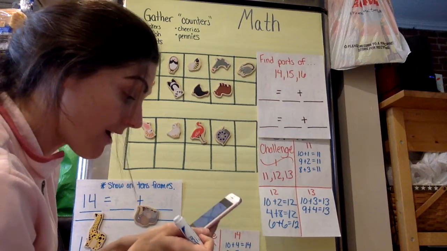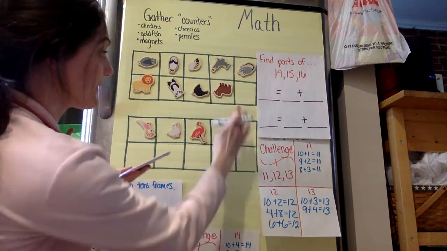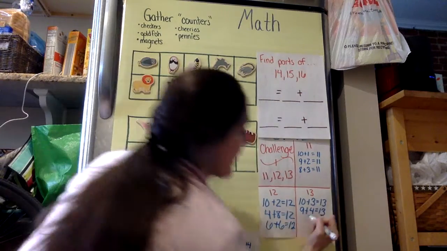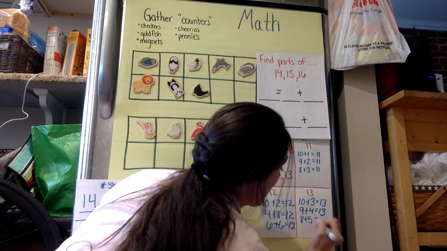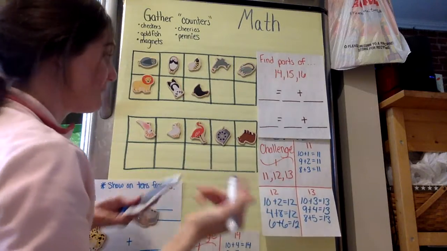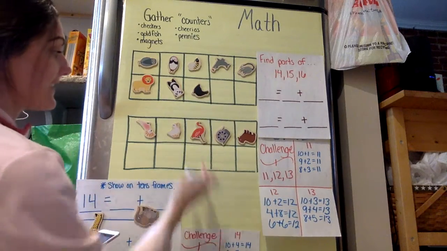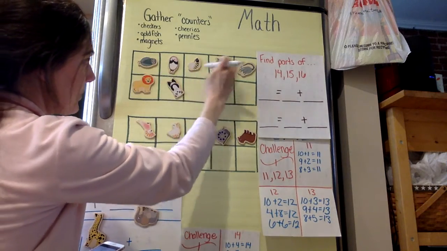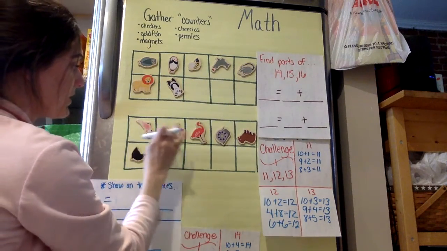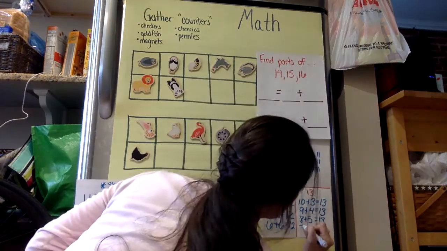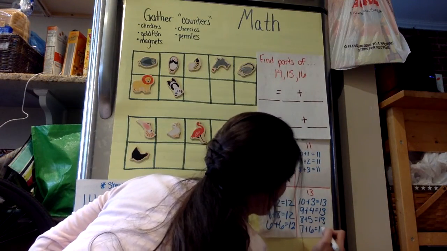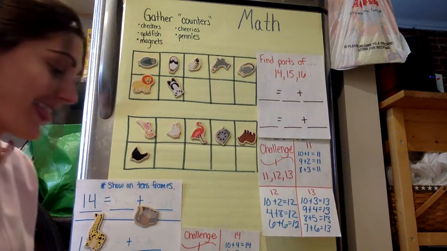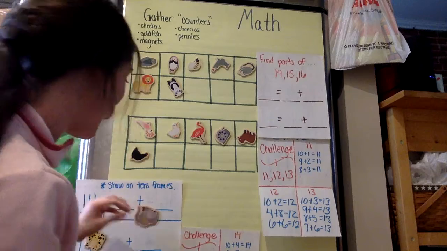Kasaira also did 8 plus 5, which means she took another one and moved it down. So now we have 8 plus 5, which also equals 13. And finally, she did 7 plus 6. She took another one from here and moved it down. So she has 1, 2, 3, 4, 5, 6, 7 plus 1, 2, 3, 4, 5, 6. 7 plus 6 equals 13. Excellent job, Kasaira. So let's see what we can do today.